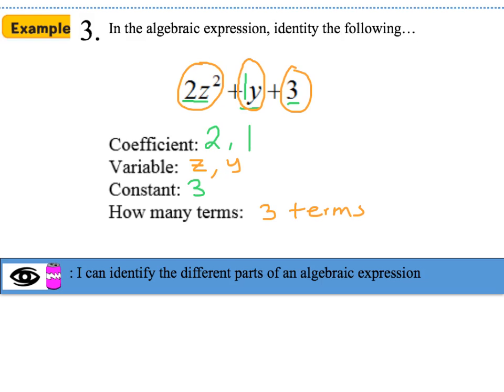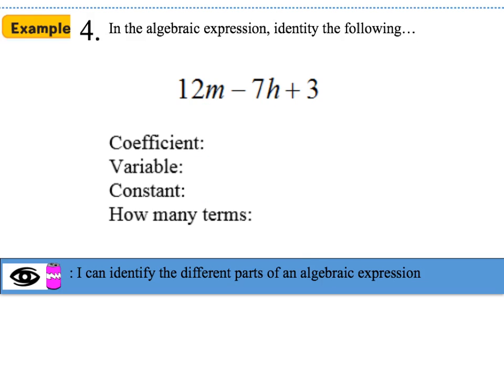And the three terms are 2z to the second power, 1y, and 3. Those are the three terms. For example 4, it says in the algebraic expression, identify the following.